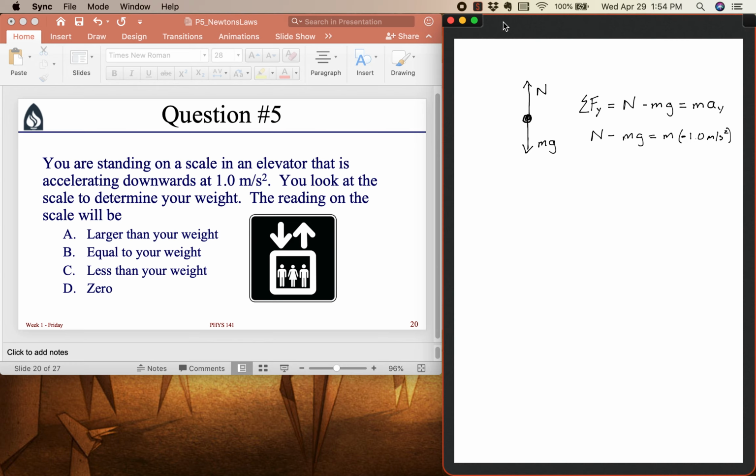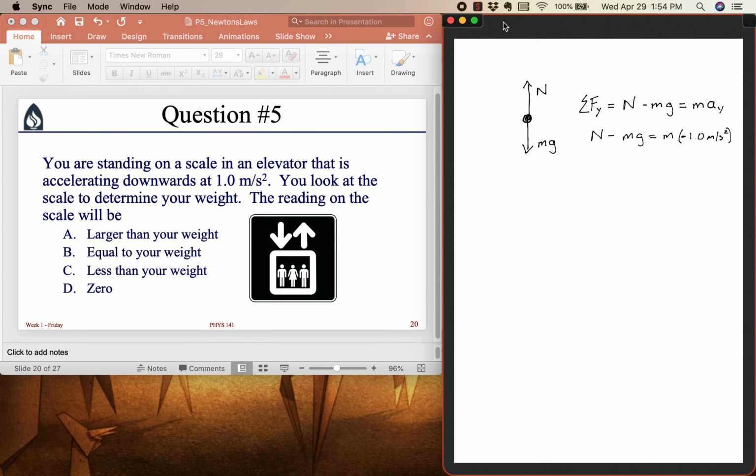So what does this mean as far as the reading on the scale? What is the scale actually reading? Now you might think that the scale is measuring your weight, but in this case it really isn't. The only thing the scale knows is how hard your feet are pressing against it, which is equivalent to how hard it has to press back to keep you from falling through the floor or through the scale. The scale knows how hard it needs to press against your feet in order to support how hard you're pressing down on it. So the scale is really measuring the normal force.